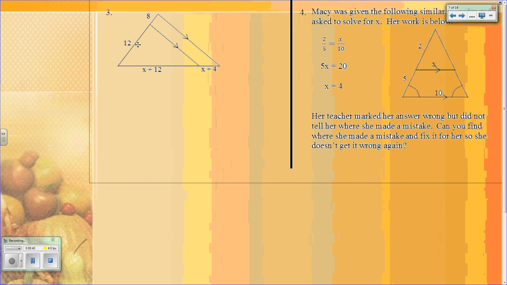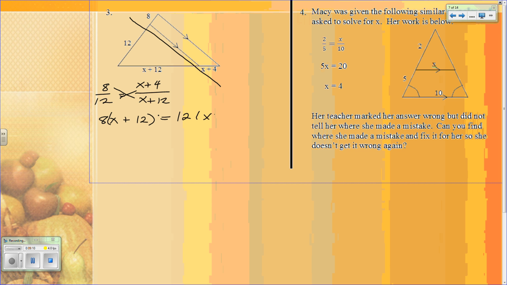Alright, so same thing with this one here. The only thing is it may look a little weird because it's twisted, but that line still goes through like this, so it's still set up for you. You still have 8 over 12. So since I used the 8 first, then I'm going to go across here, and the x plus 4 goes first. And it's going to go over x plus 12. So cross multiply, I get 8 times x plus 12, sorry, equals, let's go this way, 12 times x plus 4. So now distribute, I get 8x plus 96 equals 12x plus 48.